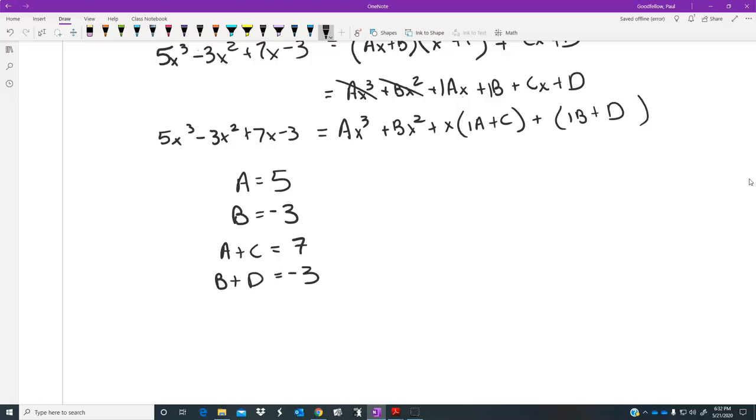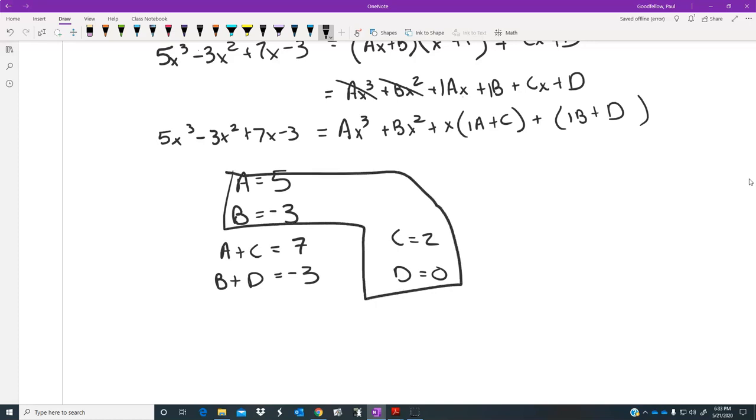Now, a lot of these are going to be relatively easy to come up with. If I plug in -3 for b and b plus d is supposed to make -3, that must mean that d is 0. And then last but not least, we might have a and c supposed to add to 7. Well, a is already 5. That means c's got to be 2. And those are our 4 answers that we're basically searching for.